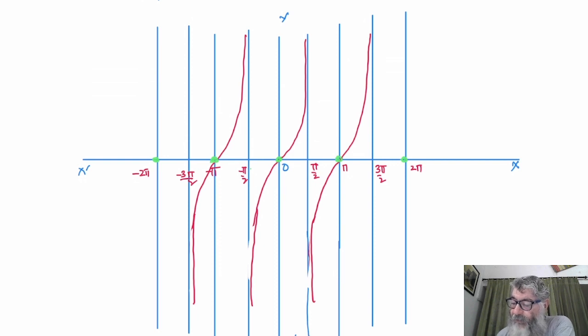Similarly, when it is coming towards minus pi by 2, it is approaching this line, x is equal to minus pi by 2, but it is never touching minus pi by 2. Similarly, it is never touching minus 3 pi by 2.